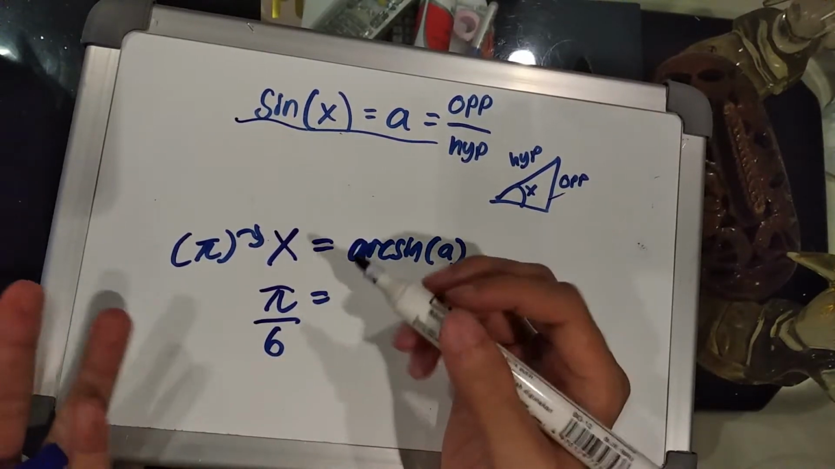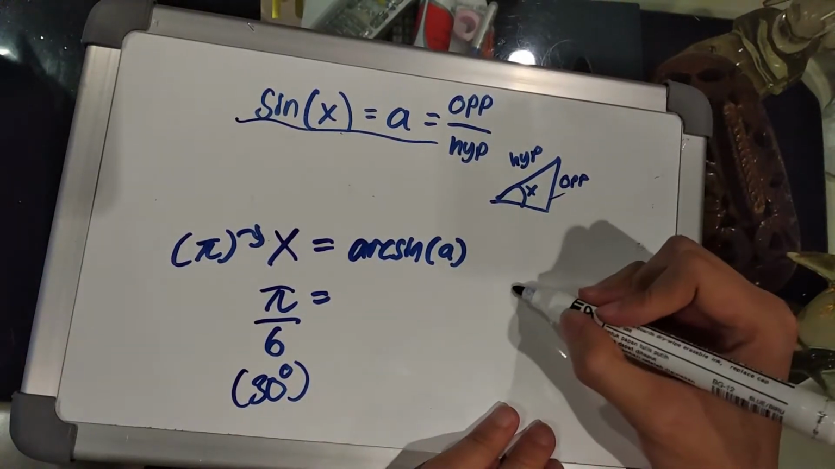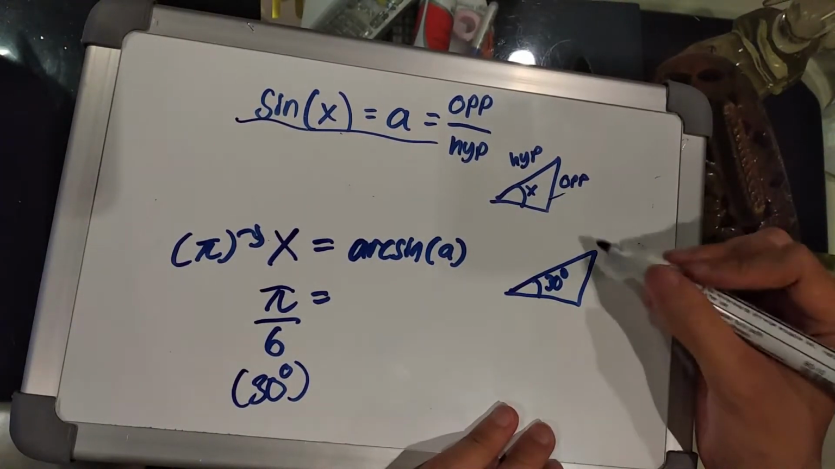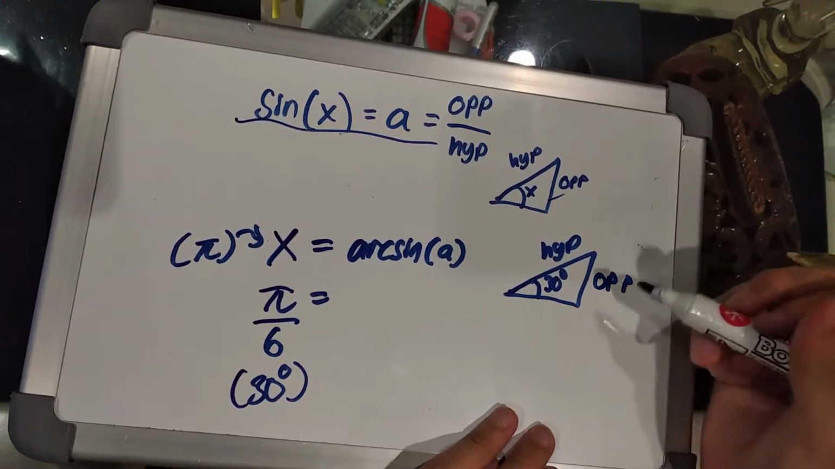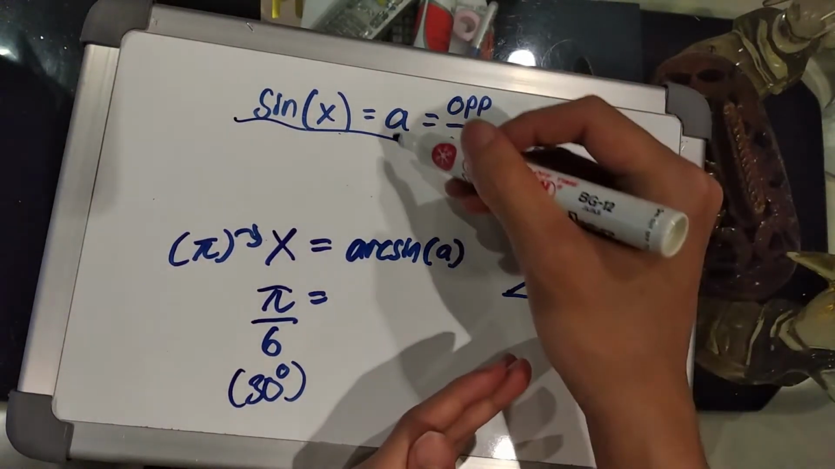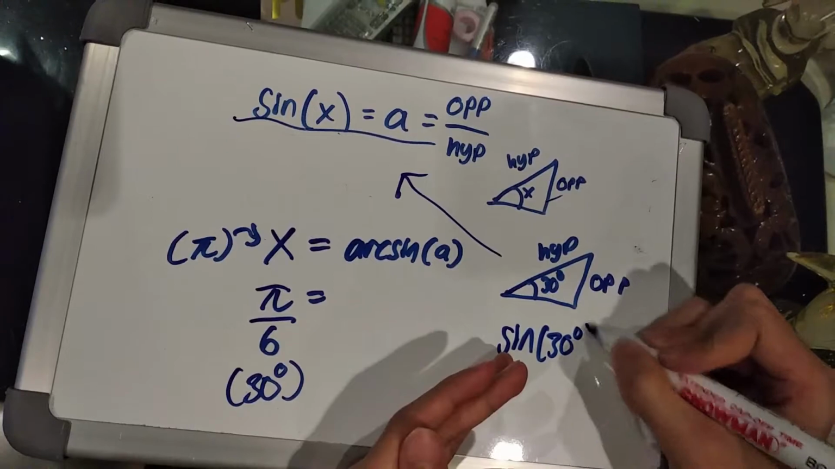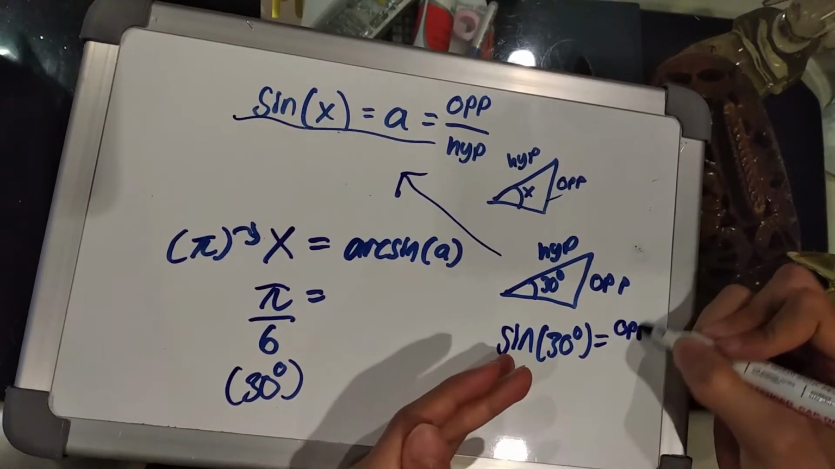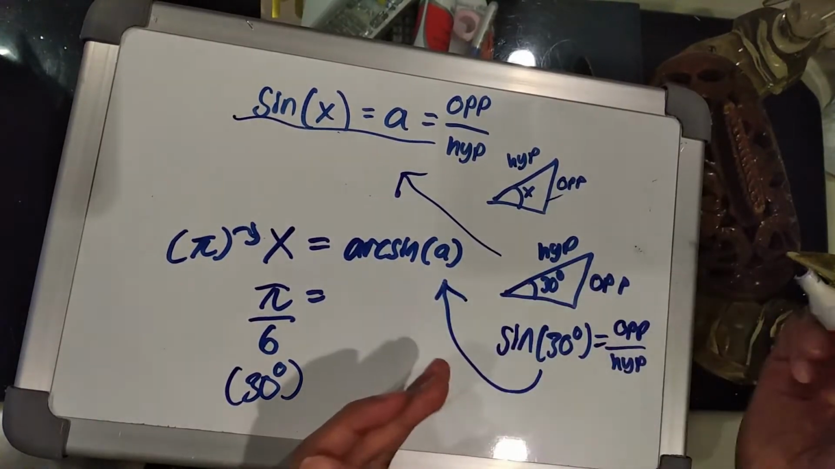Well, pi over 6, that's the same as 30 degrees. So we have a triangle that is 30 degrees, and we're just going to get the opposite over the hypotenuse, and that will be our a value. So how are we going to get the opposite over the hypotenuse? Well, that's just this function over here. So we get the sine of 30 degrees, and that will give us the opposite over the hypotenuse, which is the a value that we're going to use over here.